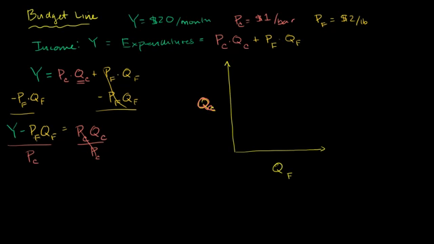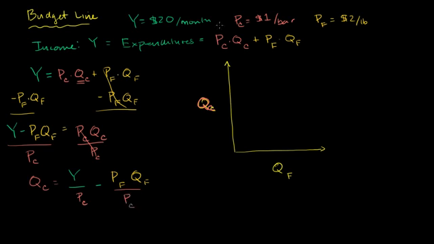And then you get, and I'll flip the sides, the quantity of chocolate is going to be equal to your income divided by the price of chocolate, minus the price of fruit times the quantity of fruit, all of that over the price of chocolate.